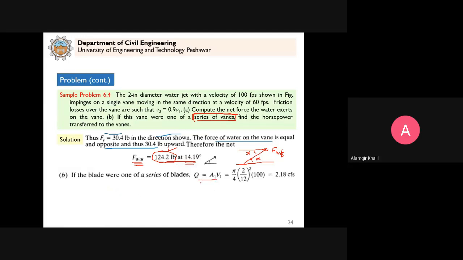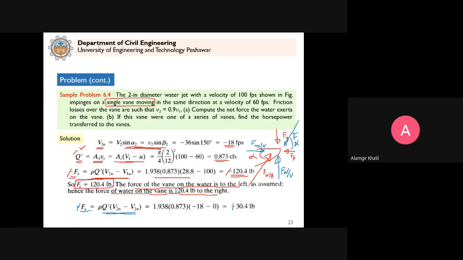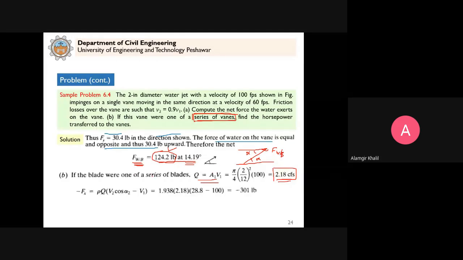So Q will be equal to A1 V1, and this is the discharge that will hit a series of moving vanes. What was the discharge that hit a single moving vane? Q dash. So the discharge hitting a single vane is Q dash, 0.873 CFS, cubic foot per second. But if we consider a series of moving vanes, you can see 2.18 CFS. So now for a series of moving vanes, we are interested to calculate Fx. That will be equal to rho Q into the change of velocity in the x direction. So you plug in the values, you get this value.